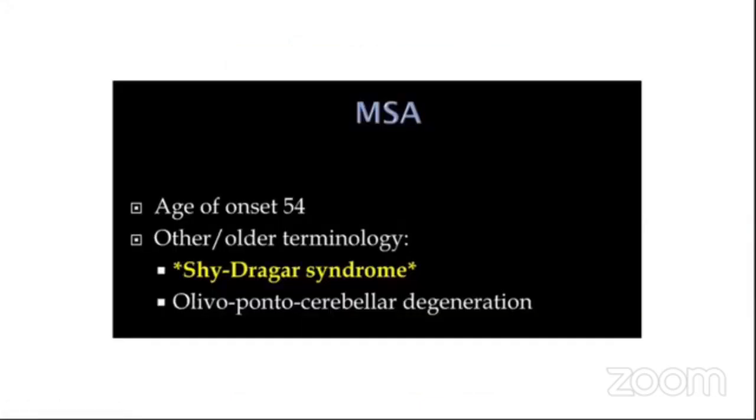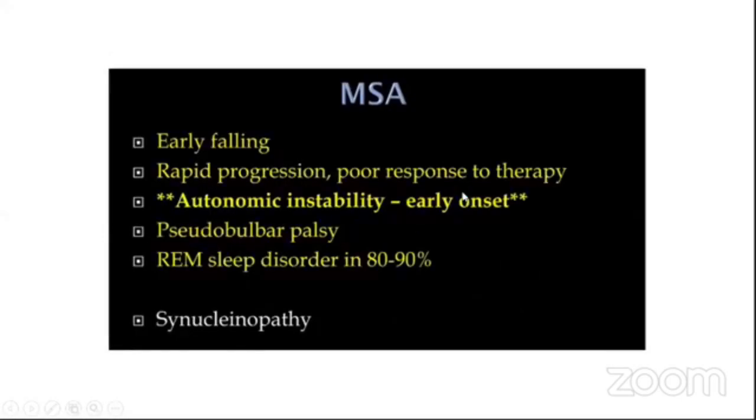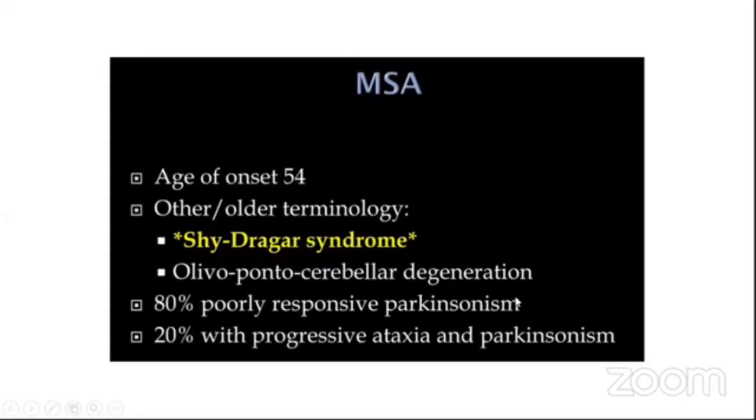Multiple system atrophy is another type of Parkinsonism, Parkinson plus. Age of onset is usually 54 years. Previously, it was termed Shy-Drager syndrome, but that is not used now, as there are also some other features, so it is better termed multiple system atrophy. 80% are poorly responsive Parkinsonisms, and 20% have progressive ataxia and Parkinsonisms.